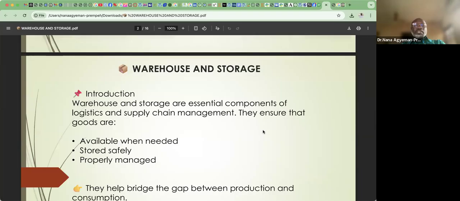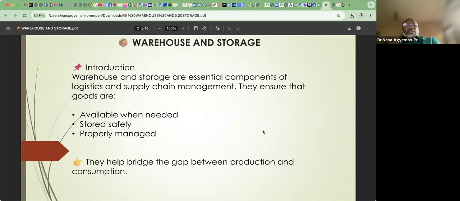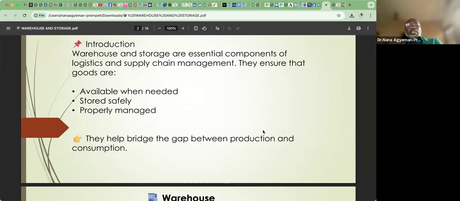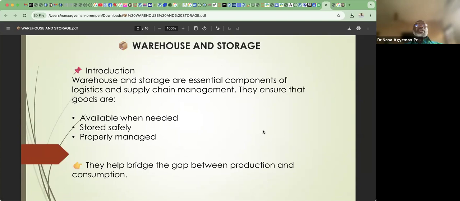So warehouse and storage are essential components of logistics and supply chain. They ensure that goods are available when needed, stored safely, and properly managed, and they help bridge the gap between production and consumption. Let's stay here. There are several more reasons why warehouses and storage areas are created. Apart from making sure that goods are available when needed, what are some of the other influences? Beyond availability of goods when needed, safe storage, proper management, and bridging the gap between production and consumption, what else?